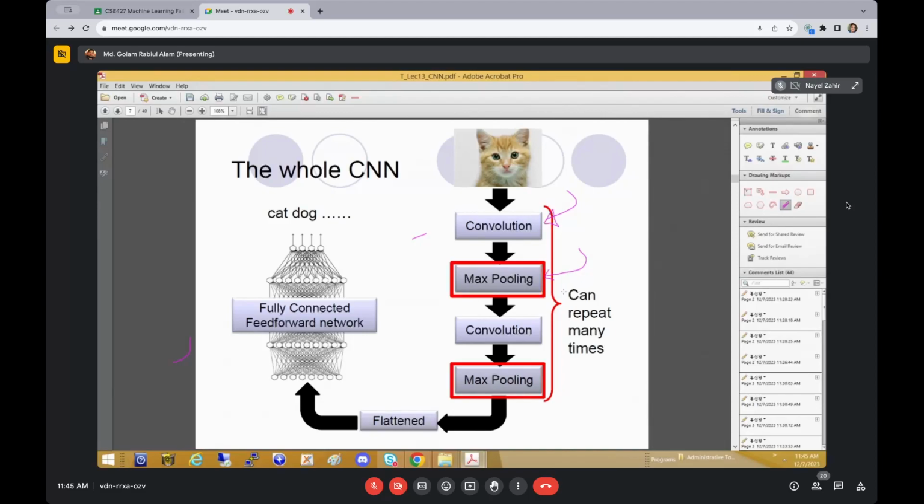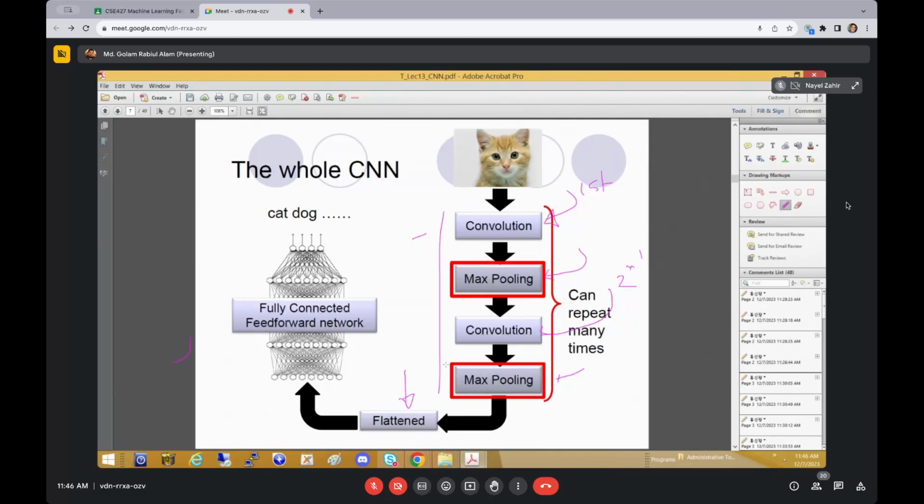And then again, we have to apply the convolution another time. So we can see this is the first convolution layer, and then after subsampling, we applied the convolution again. This is the second convolution layer. And then again we can see the pooling. In this way we can have many convolution and pooling layers stacked. And after that, finally, we have flattening.